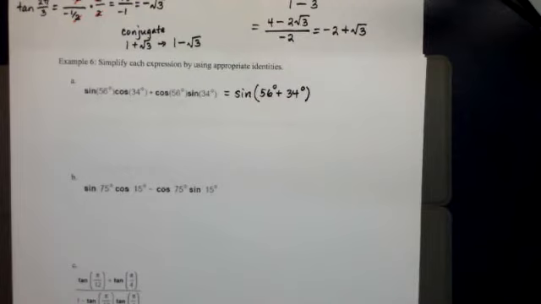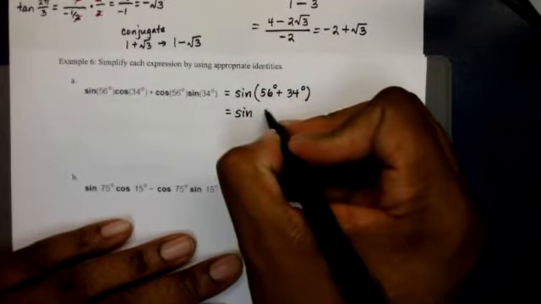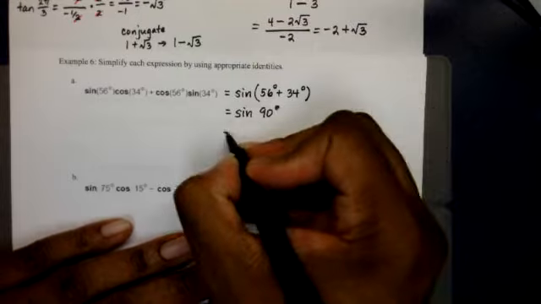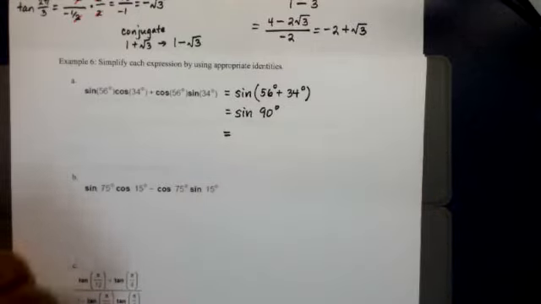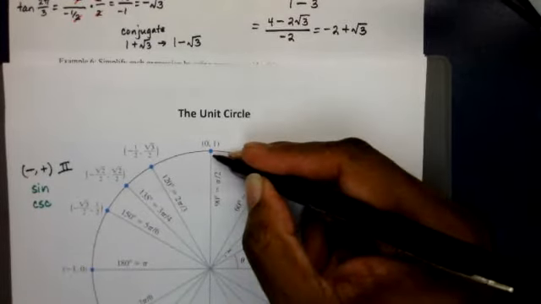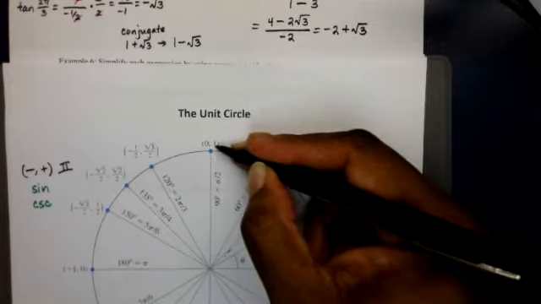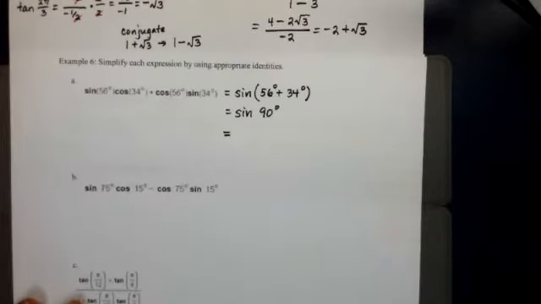All right, so if I add 56 degrees and 34 degrees, I would get 90 degrees. So I want to find out what the sine of 90 degrees is. Well, by looking at this unit circle, 90 degrees is right here. The y-coordinate is what sine of 90 degrees will be in this case, which is actually 1. So sine of 90 degrees is 1.